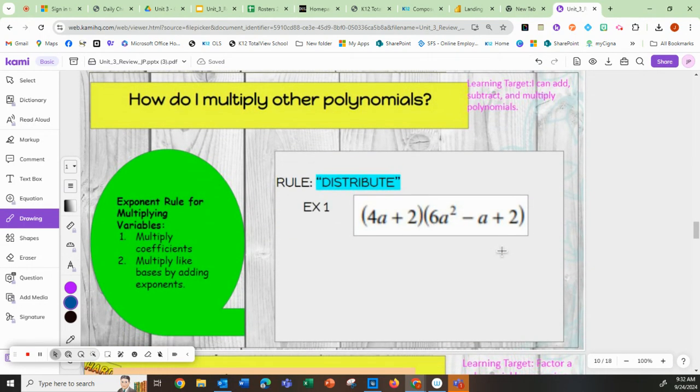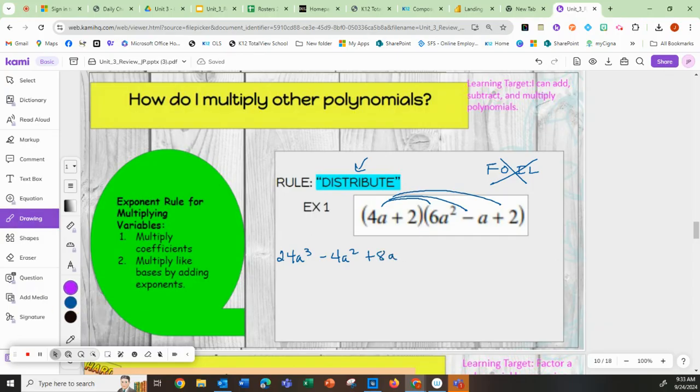In my last example of multiplying, I just have a binomial times a trinomial. So FOIL is not going to work here. That's only for binomials times binomials. So we're just going to distribute. 4a times 6a squared is going to give me 24a cubed. 4a times -a is going to give me -4a squared. 4a times +2 is going to give me +8a.